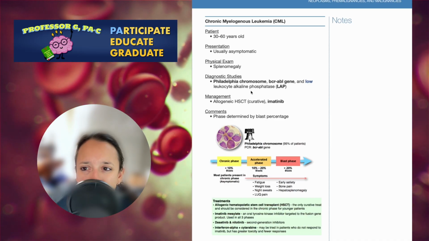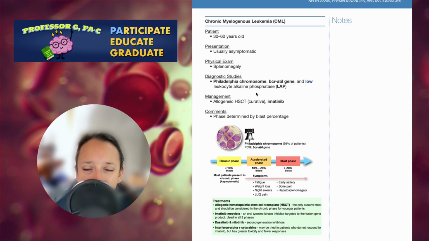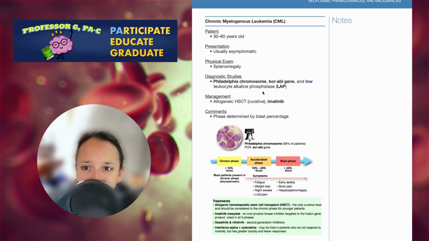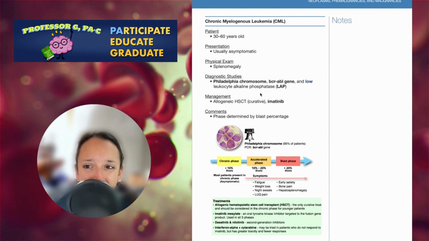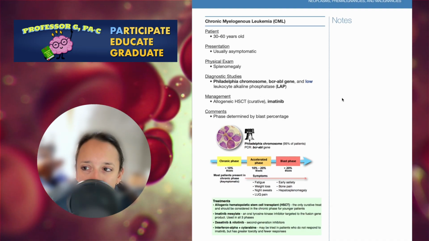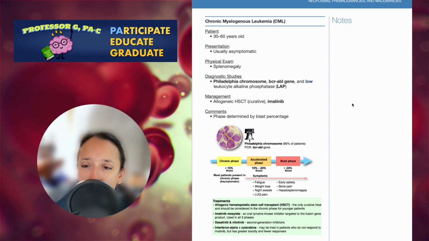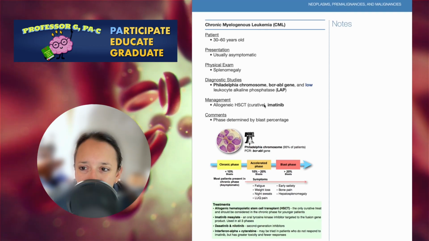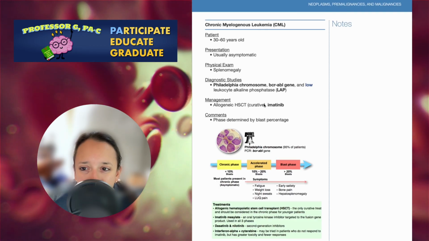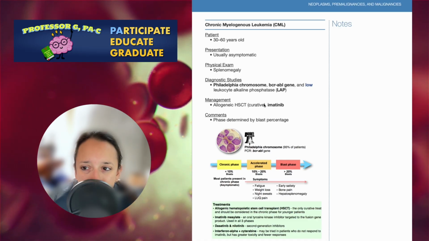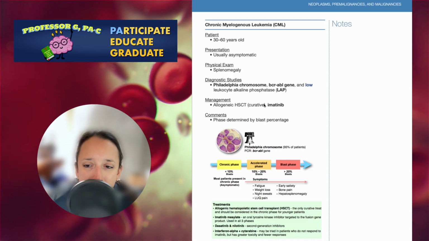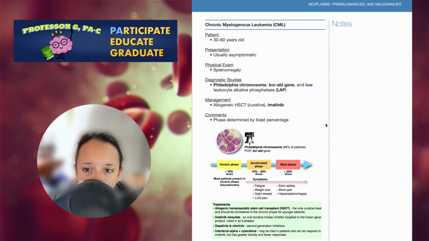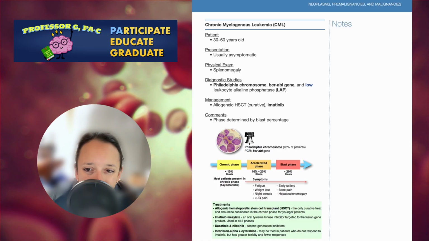Usually we have, in this case, more of a middle-aged adult, and some are asymptomatic, while others present with hypermetabolism and splenomegaly, and they might also have generalized fatigue, weight loss, night sweats, and fullness in the left upper quadrant. On lab work, we'll see elevated white blood cells, usually over 100,000 with the left shift, meaning that all stages of the myeloid maturation are present, like myelocytes, metamyelocytes, and bands. You might also have basophilia and eosinophilia. Platelets can also be increased.